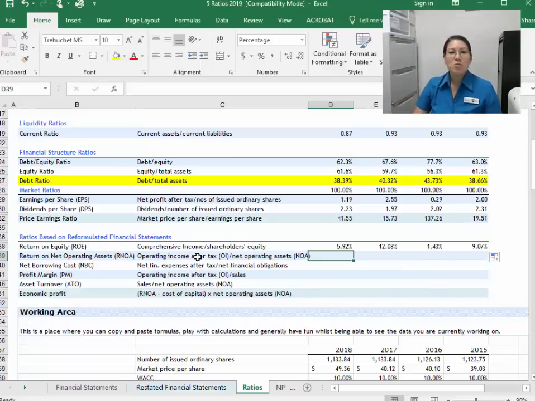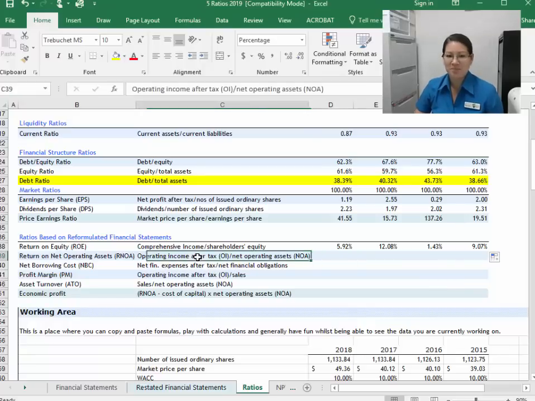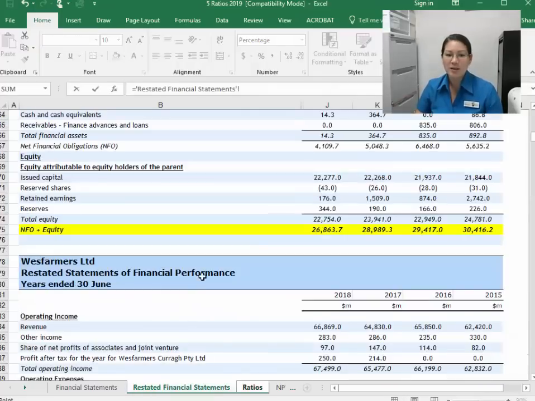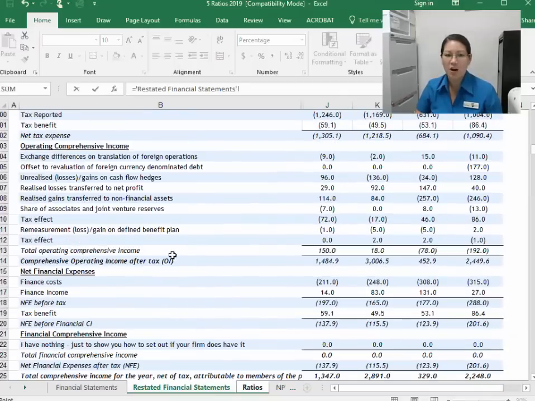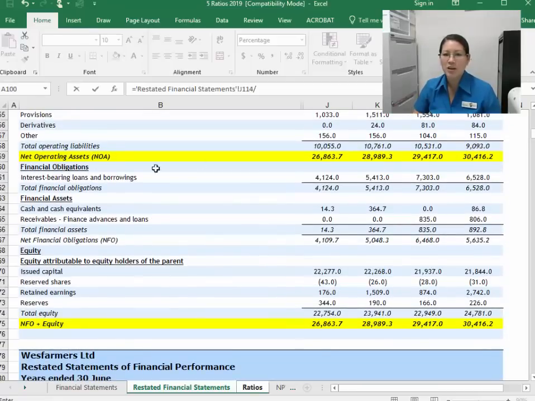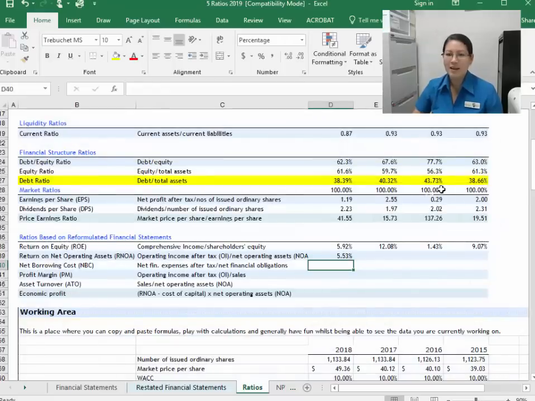Okay, do you see why I said in the previous videos to use acronyms? Look at how easy this is going to be. OI divided by NOA. If you've written your acronyms in when you're doing your restated financials, all you have to do is find OI and divide it by NOA. So OI is in your income statements. Scroll down till you find OI, and here it is for me. Divide that by NOA, which is in your balance sheet. So again, find where you've written NOA and hit it in.